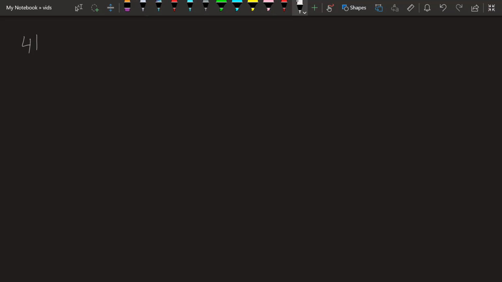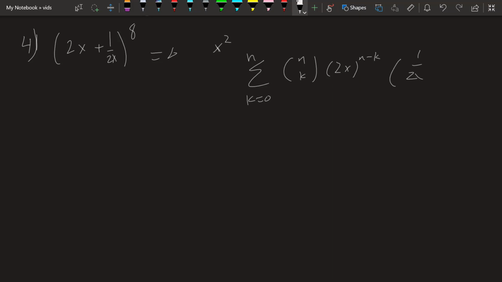So now you have number 4. They're telling you to obtain and simplify the coefficient of the term in x squared, right? And you have 2x plus 1 over 2x raised to the power of 8. They're telling you they want the expression that has x squared, right? So how are we going to find that? So in the binomial theorem, we know that binomial theorem is like this. 2x raised to the power of n minus k, 1 over 2x raised to the power of k, right? Now we need these two to multiply such that you get some coefficient and x squared, right?